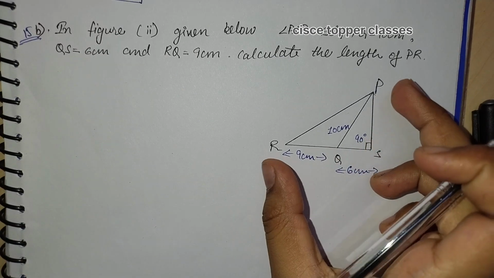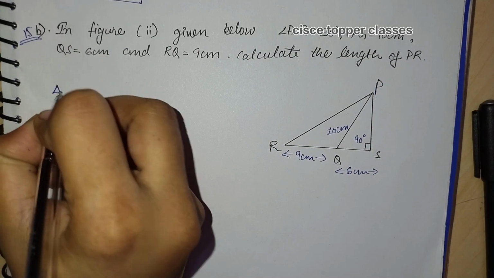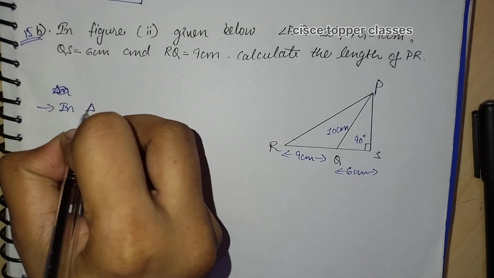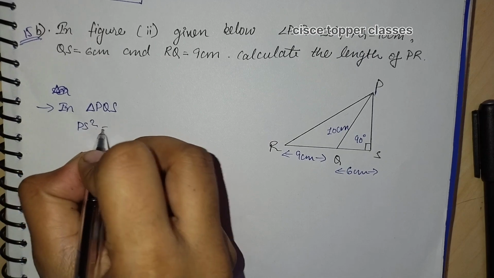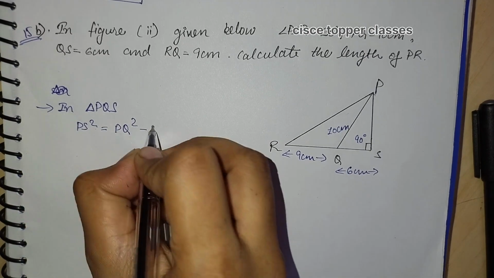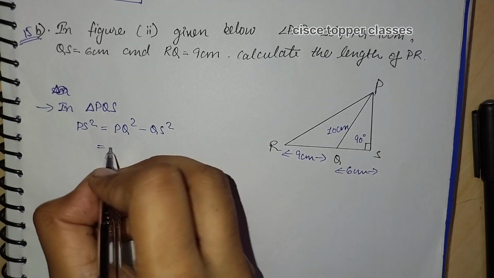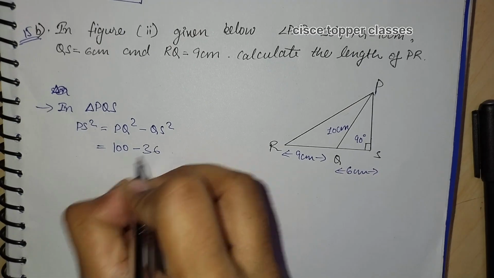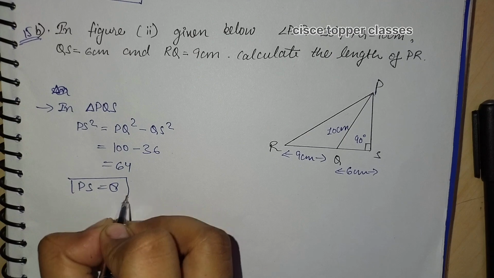Firstly, to find the value of PR, we have to find the value of PS. So simply in triangle PQS, we can write PS square is equal to PQ square minus QS square. So PQ square here is 10 centimeter, means 100, and QS is equal to 6, which will be 36. Here we will get 64 and PS is equal to 8 on taking the under root.